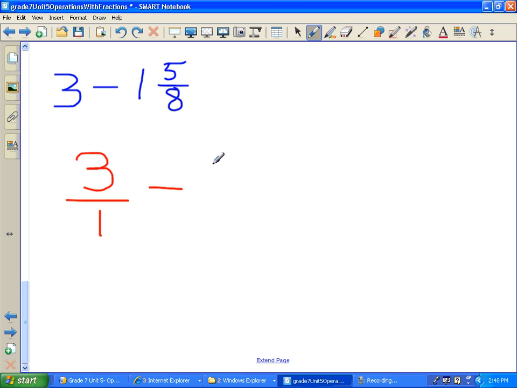Now I'm going to subtract 1 5/8. Well, I'm going to change it to an improper fraction. 8 times 1 is 8, plus 5 more will give me 13. Now all I got to do is make the bottoms the same. How will I make this 1 become similar to that 8? Oh, well, that's easy. Just times the bottom by 8 and times the top by 8.